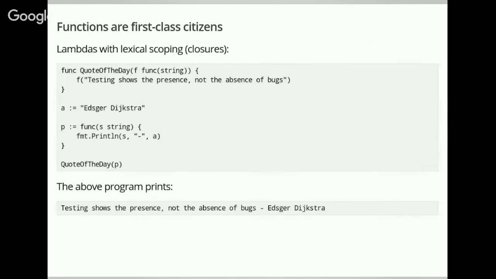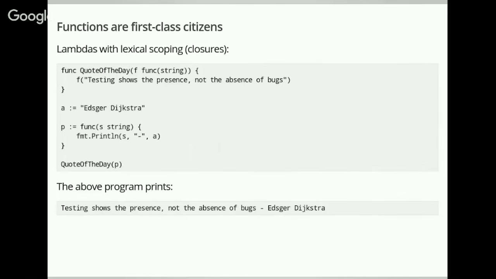Also, for the functional fans among you, we have lambdas with lexical scoping, like in JavaScript and whatever. They're closures. And I wrote together a small example for you just to demonstrate that it actually works. So this function, quote of the day, takes a function as argument, so it's a higher order function. And it will call its argument with the string "testing shows the presence, not the absence of bugs." Then, outside of that scope, I defined a variable called A, which has the value Edgar Dijkstra, who is a computer scientist, if you don't know.